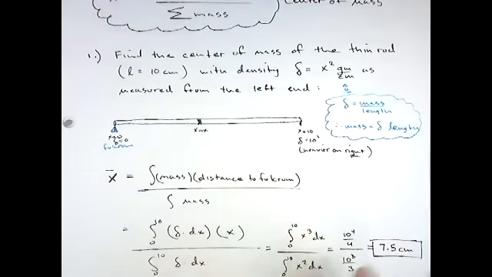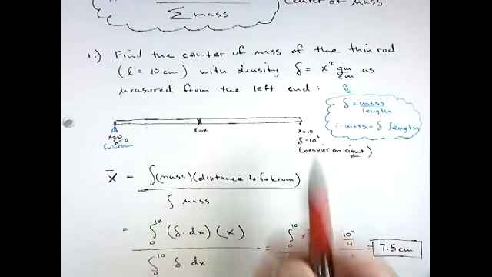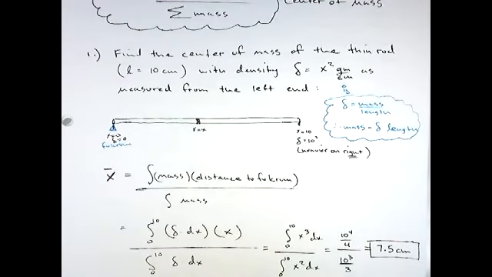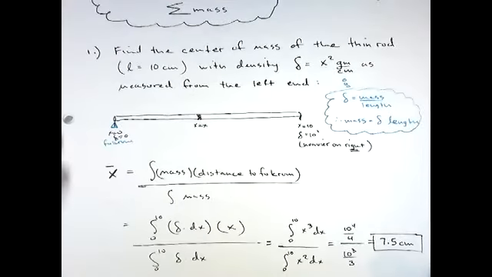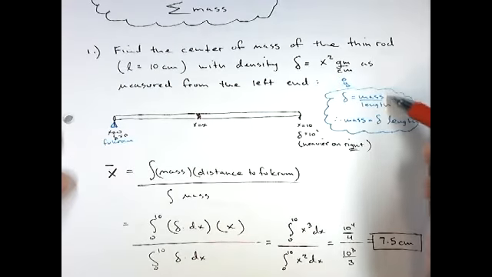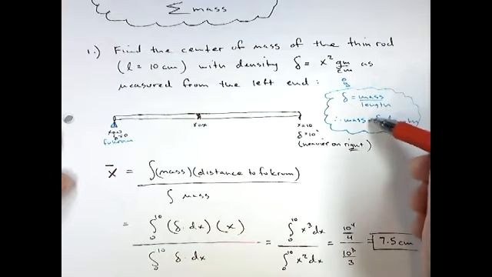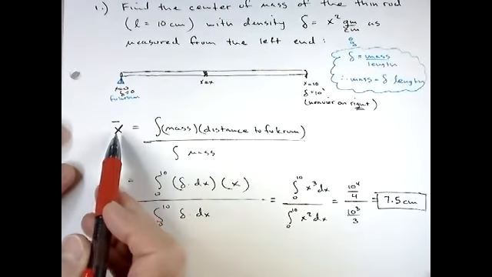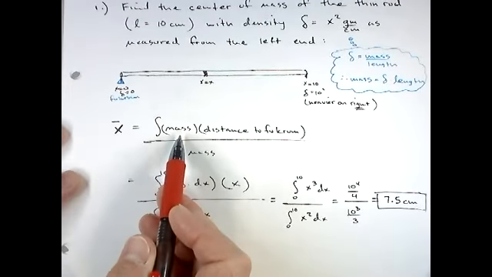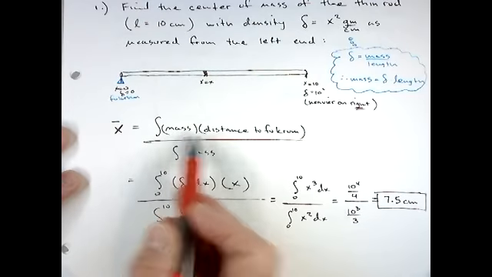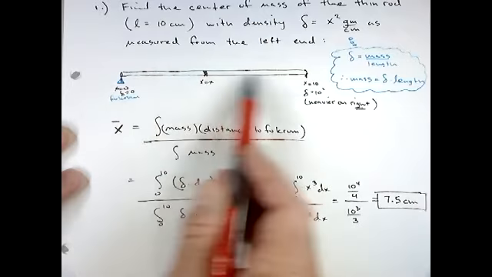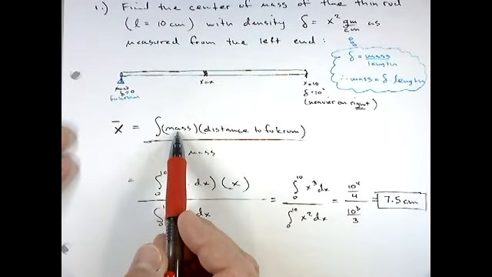So that's kind of what I'm expecting here. It's heavier on one end than the other, so I would not expect the balancing point to be in the middle unless it had constant density. Density is mass divided by length, which means for this problem we're going to think of mass as density times length. Our formula for the center of mass is the sum of the moments, where a moment is mass times distance to the fulcrum, divided by the mass. Since the mass is constantly changing, we have to use an integral.